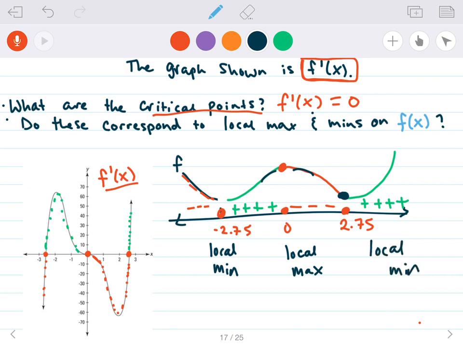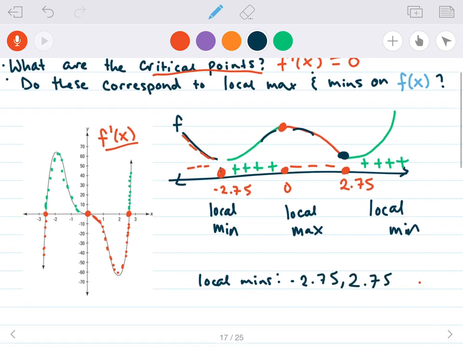So our local mins, we have negative 2.75 as well as 2.75. And our local max is going to be at 0.